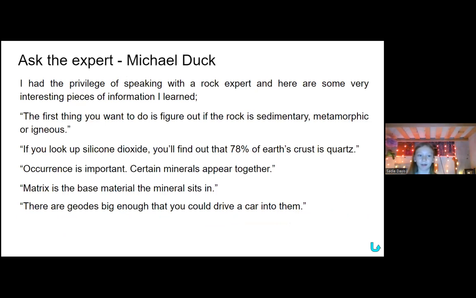Ask the expert, Michael Duck. I had the privilege of speaking with a rock expert, and here's some very interesting pieces of information I learned. The first thing you want to do is figure out if the rock is sedimentary, metamorphic, or igneous. If you look up silicon dioxide, you'll find out that 78% of Earth's crust is quartz. Occurrence is important, and certain minerals appear together. Matrix is the base mineral that mineral sits in, and there are geodes big enough that you could drive a car into them.